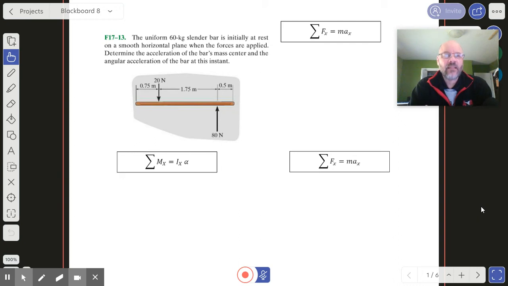Bar's at rest on a smooth horizontal plane. So we're looking down on top of it. See the code word there, smooth. So we don't need to worry about friction. And we've got two forces acting on it there.